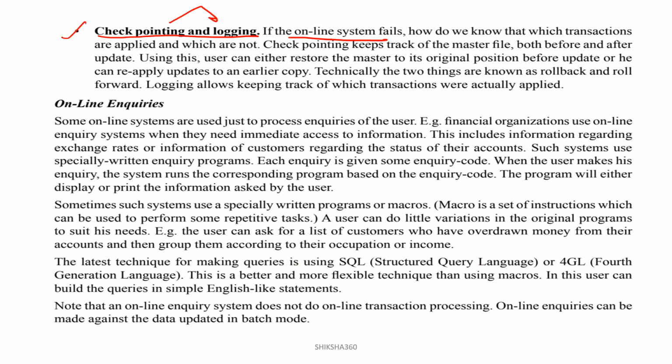I will repeat once. If the online system fails, how do we know which transactions are applied and which are not? Some have been processed, some have failed. So checkpoint keeps track of the master file both before and after the update. Using this, the user can either restore the master to its original position before update, or reapply updates to an earlier copy. Technically, these two things are known as rollback and roll forward. Restoring to the original position before update is rollback, and reapplying updates to an earlier copy is roll forward.